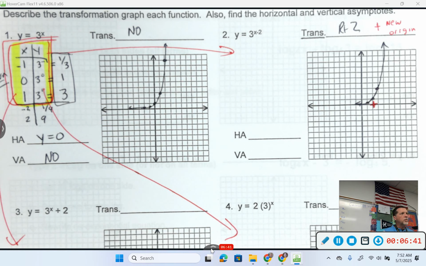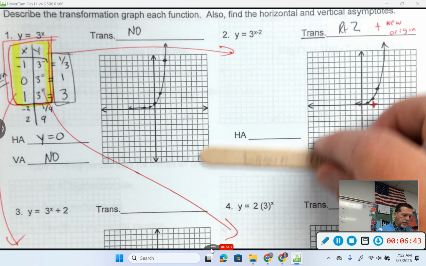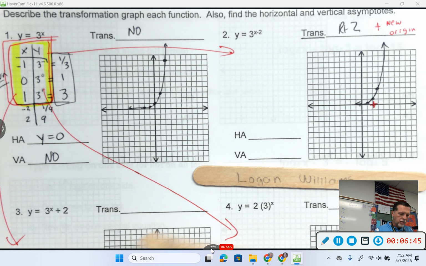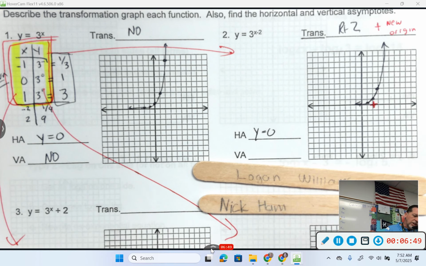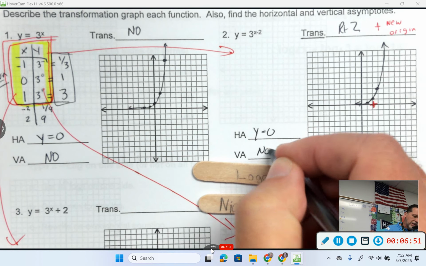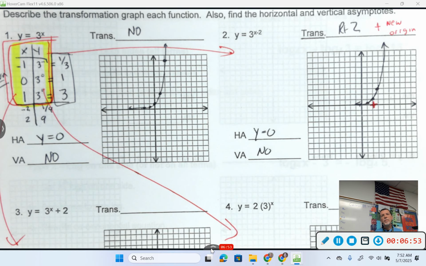It's only number 2, but Logan, how about vertical or horizontal asymptote? Good. Nick, a vertical asymptote? None. Good. So if you know transformations, which you do, and you know them pretty well, like this is one graph, we're just moving it around.